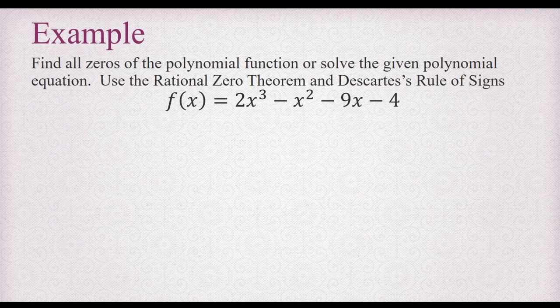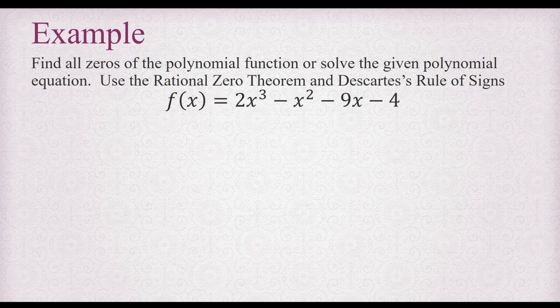Let's take a look at another example. We're going to find all the zeros, but we're going to use that idea of not only the rational zero theorem, so we know what numbers to test, but also this Descartes rule of signs to know, hey, maybe there's going to be more positive zeros than negative zeros, so maybe we should go the positive route versus the negative route, or vice versa. All right, so we're looking at f of x equals 2x to the third minus x squared minus 9x minus 4.